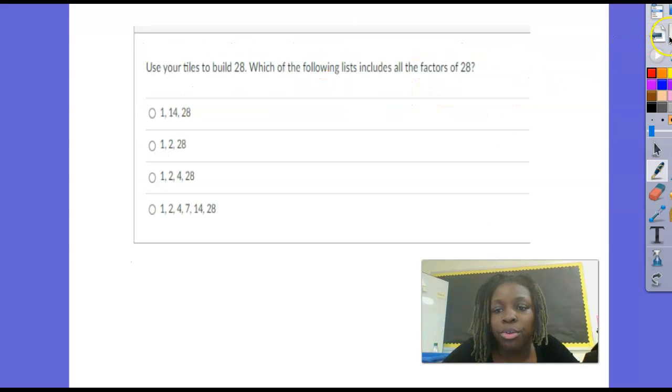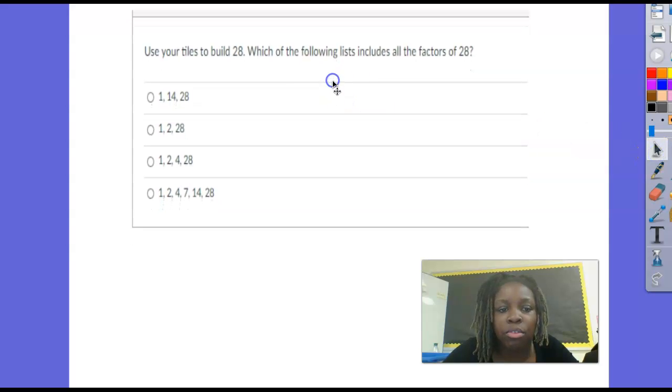All right, so we're going to do one more problem. Use your tiles, we're not going to use our tiles, to build 28. Which of the following lists includes all of the factors of 28? So we're doing all factors of 28 using our factor rainbow. That's what we're going to use. So I know I start with 1 and 28. And then I'm thinking, all right, after 1 is 2.